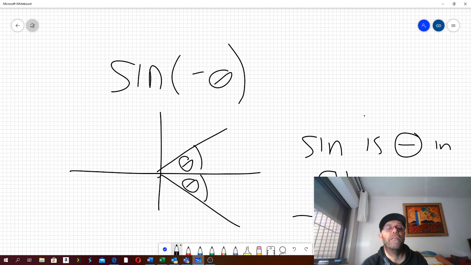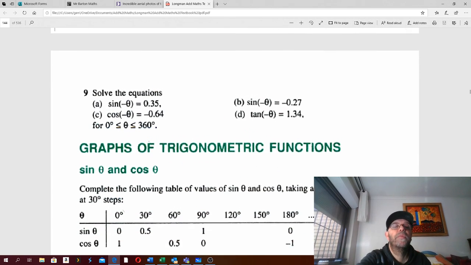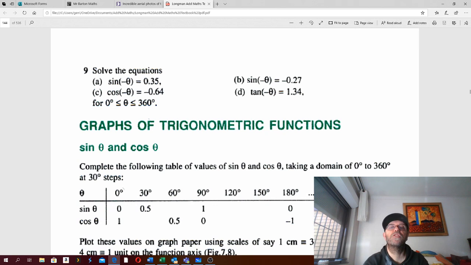They do a couple of other things here as well. They do cos of minus theta is the same as cos of theta, so you can just use that formula, and tan of minus theta is equal to minus tan theta. You can show those again by working within each quadrant. They've got a couple more equations there to solve. I don't think those are any more difficult than the ones we have already done.